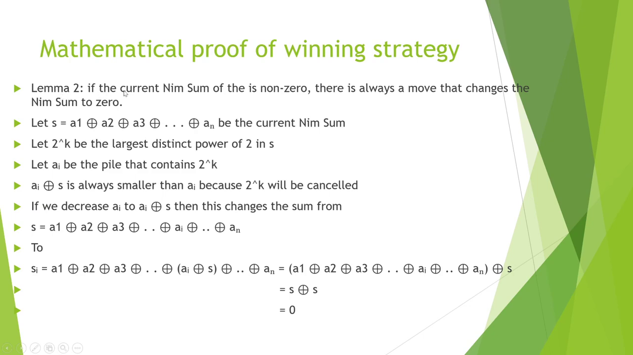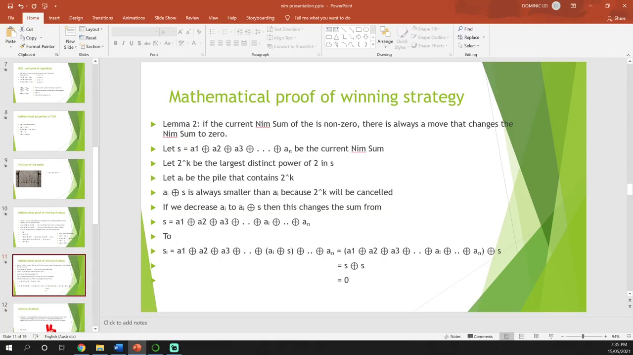Now we have the second lemma. If the current nim sum of the game is non-zero, there is always a move that changes the nim sum to 0. So if we let S be the current nim sum of the game, and S is equal to all these piles nim sum together, we know that S can be represented as a series of distinct powers of 2, right? And if we let 2 to the power of k be the largest distinct power of 2 in S, we know that this power must have come from somewhere, must have come from one of these piles.